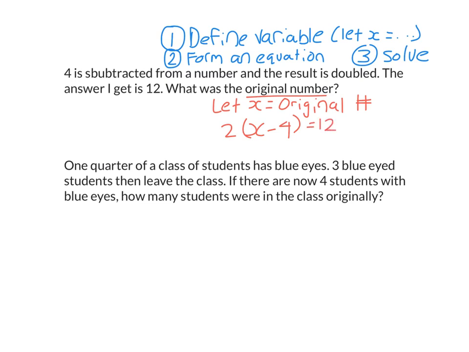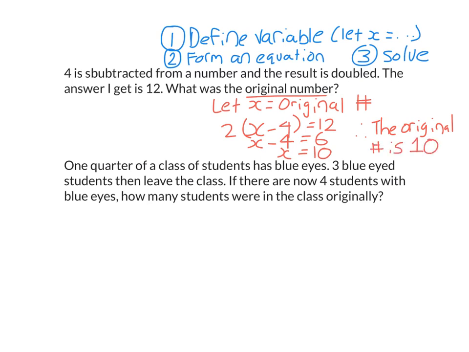Now that we've got the equation, we've kind of done all the hard work. We solve this as normal. So I'm going to divide each side by 2 and then add 4 to each side. So the original number was 10. If you subtract 4 from 10, you get 6. Double it, you get 12. So a worded question needs a worded answer. So you just say something like, therefore, the original number, because that's what we were trying to find, the original number is 10, and you're done.